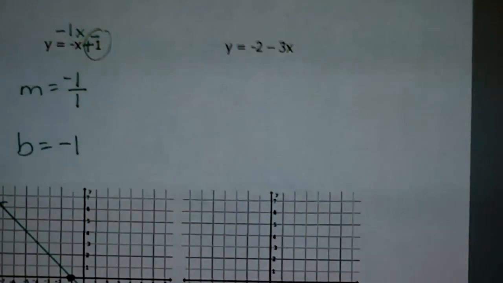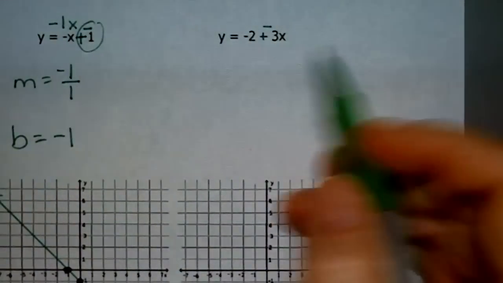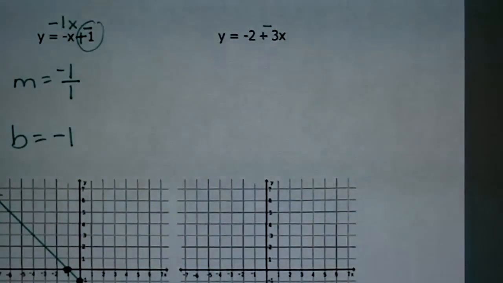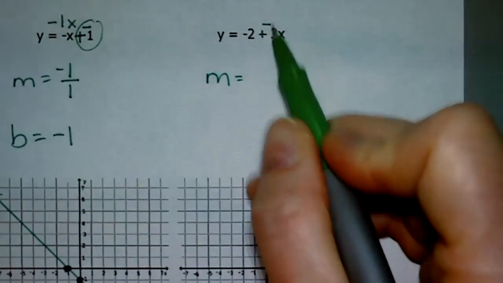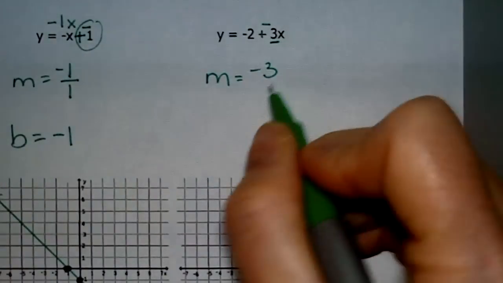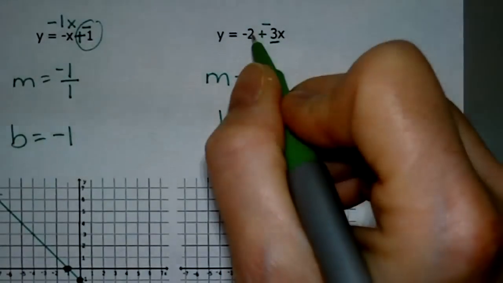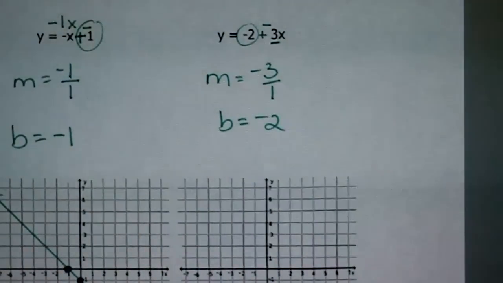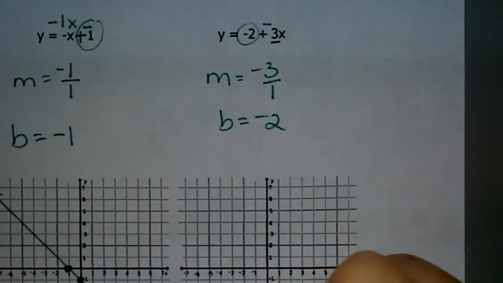Okay, next one, again, still solve for y. This is nice. We'll keep change. This time I put the b plus the mx. That's okay. Your slope here, I see the coefficient of x is a negative 3. There's not a run, so I'm going to put a 1. And your b, the number by itself, is a negative 2. So plot your b. There's negative 2.